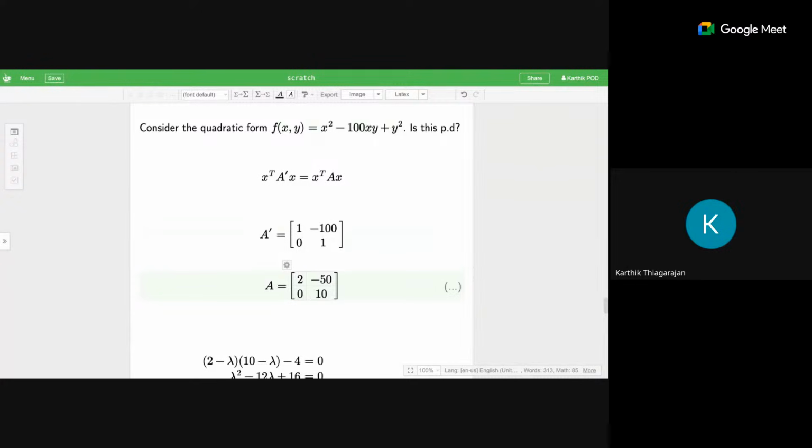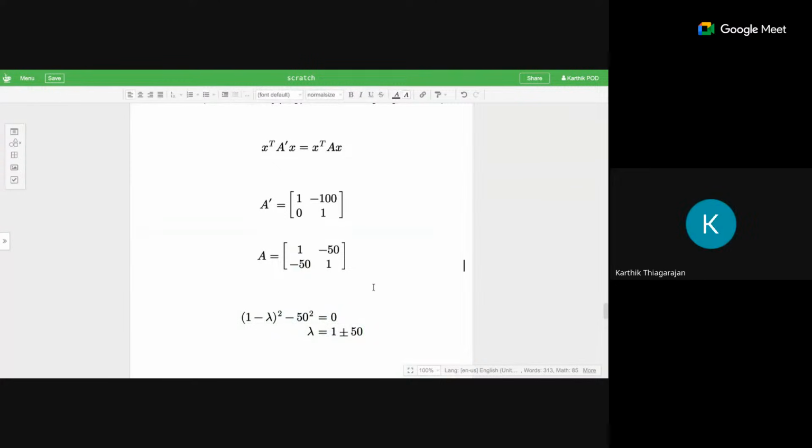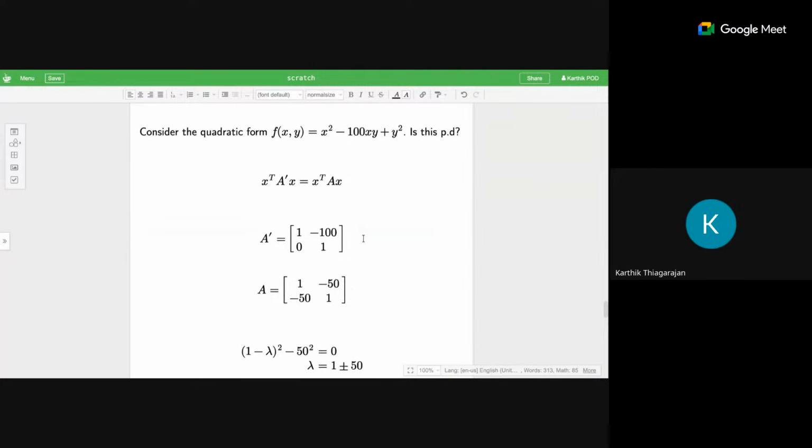Yeah, you are right. So you can have this as minus 50, 1, 1, and this would be 1 minus lambda square minus 50 square, right? So lambda would turn out to be 1 plus or minus 50, correct? Yeah. So I think that is the answer. Rather, this is a counter example to show that this won't work.